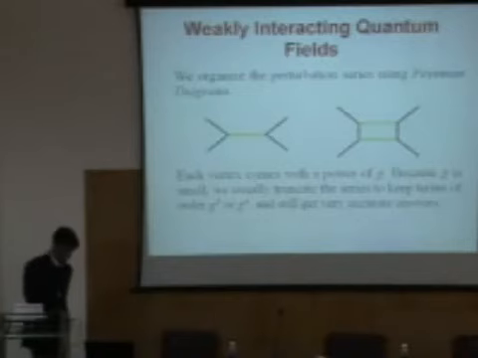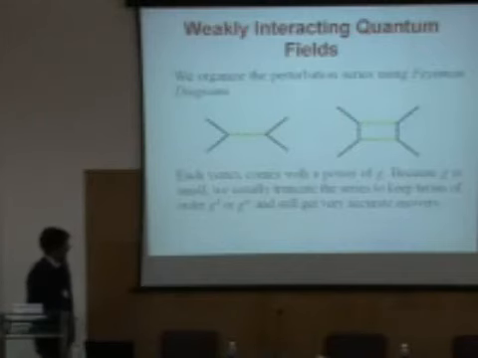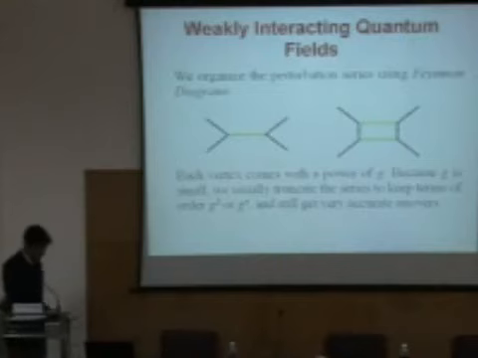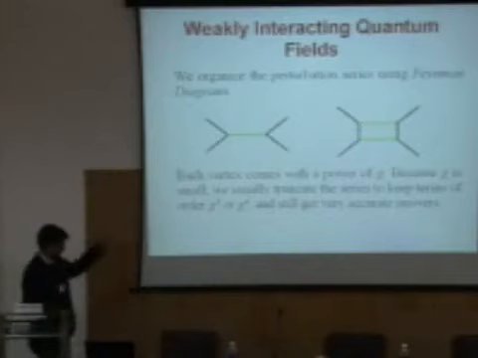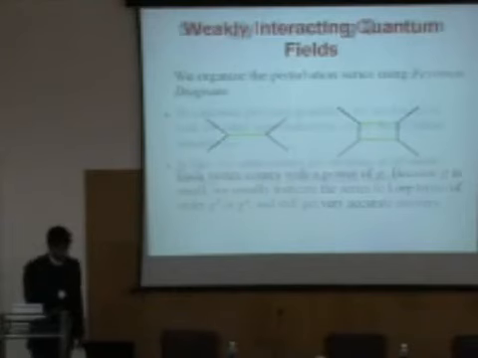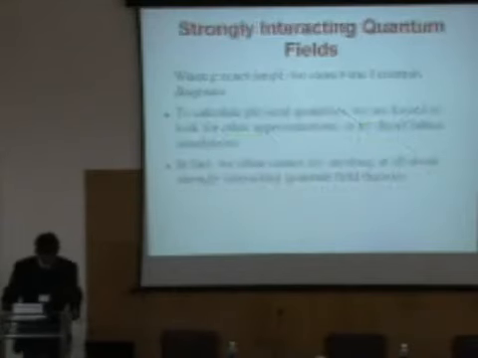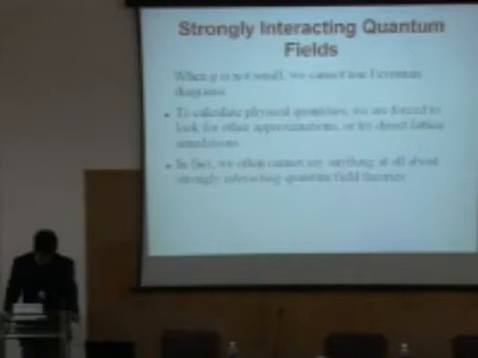So you organize it using Feynman diagrams, and that can be thought of as two particles colliding, turning into a different particle, then merging again. And each vertex in these comes with a power of g. So since g is small, we only have to keep a few vertices, and we can calculate any physical thing to order g cubed or g to the fourth and still get very accurate answers. But if g is not small, we can't use Feynman diagrams.